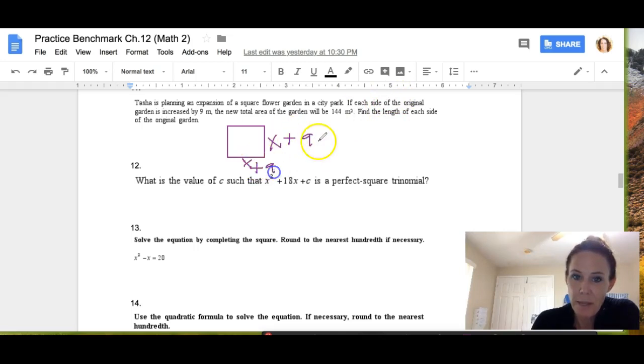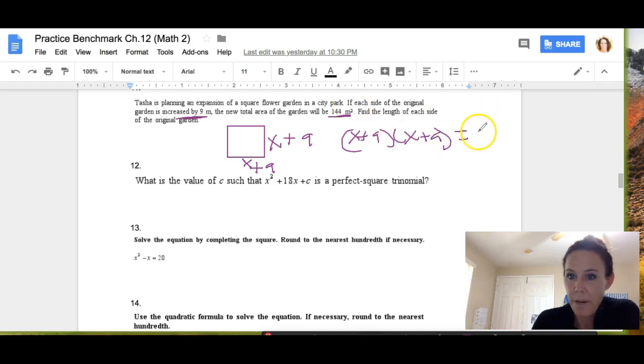X plus 9 on each side. That's what they said. The new garden will be 144. Find the length of the original size of your garden. So I'm going to do this. I know area is side times side, so x plus 9 times x plus 9. And that's going to equal my area, 144. Side times side, or length times width.